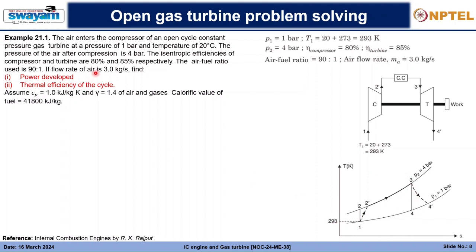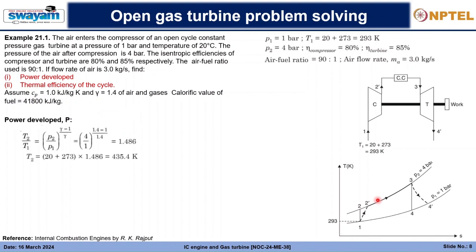Now, using these values, we will first solve for the power developed, and for that, we will follow this particular strategy. First, we will have the isentropic process in here. So this is an isentropic process 1 to 2 in the compressor part.